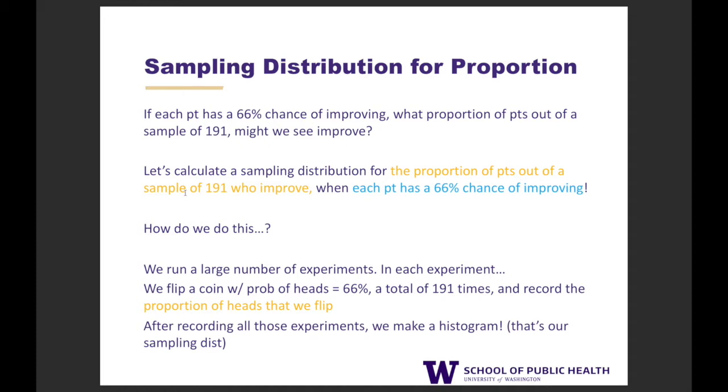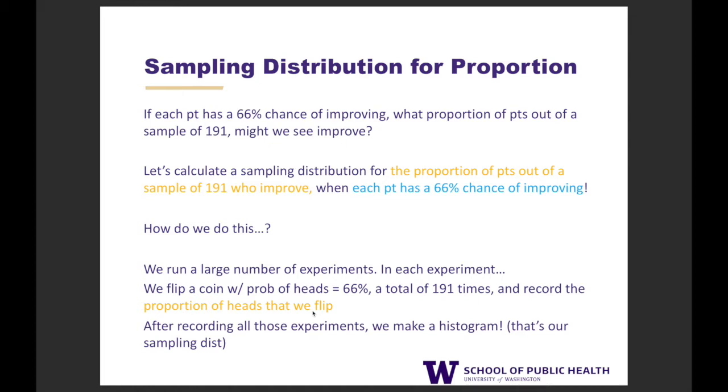So we run a large number of experiments, just like we did before. In each experiment, we again flip a coin 191 times, and this coin should have a probability of success of 66%. So we find our weighted coin, we flip it 191 times, and we record now not the number of heads that we flip, but the proportion of heads that we flip. After recording all of those experiments, we make a histogram of all of those proportions, and that's our sampling distribution.